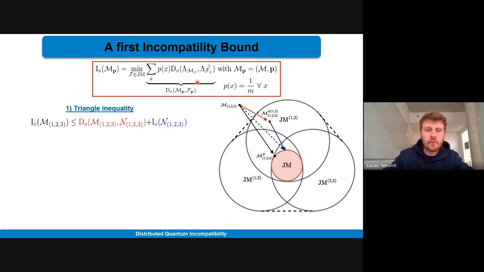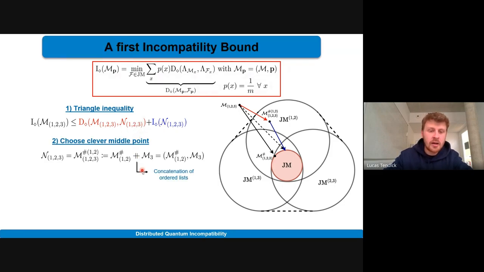I will have to introduce for this later some notation, but first of all, this is the general triangle inequality, which follows from the distance properties of the diamond distance with respect to some point N, 1, 2, 3, so some assemblage of three measurements. And now we have to choose a clever middle point to learn some physics out of this. And what we do is a concatenation of ordered lists where we don't do anything to the third measurement. So this will be exactly the same in N as in M. But for the first two measurements, we replace them by the closest jointly measurable measurements, when I would just consider measurements M1 and N2, each performed with probability 1/2, so also uniformly distributed. So this is some element which lives in this set here.